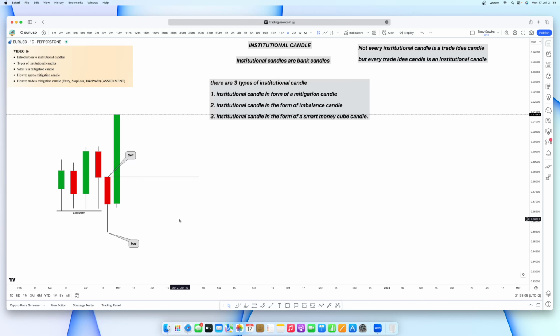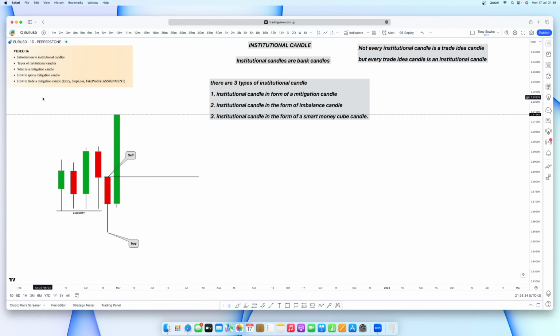A mitigation candle is a candle that takes out liquidity. A mitigation candle is a candle that runs stop loss. A mitigation candle is a candle that goes below support. And this right here is a trade idea candle.